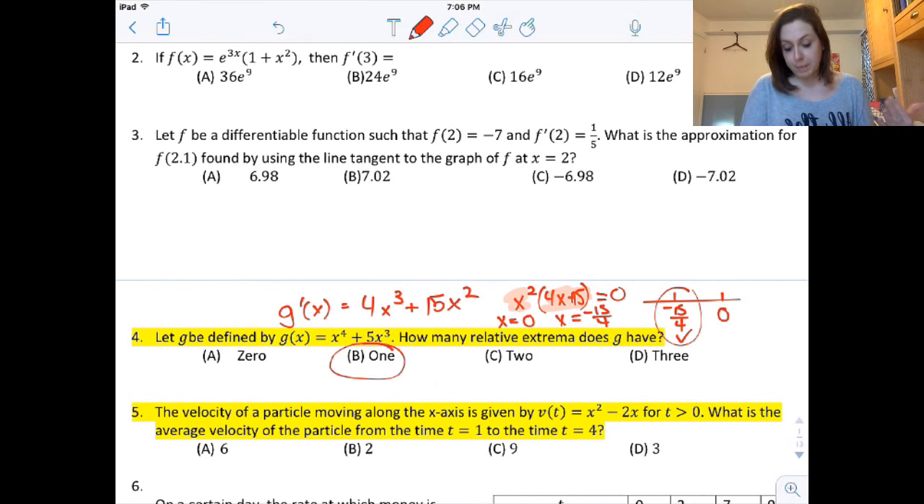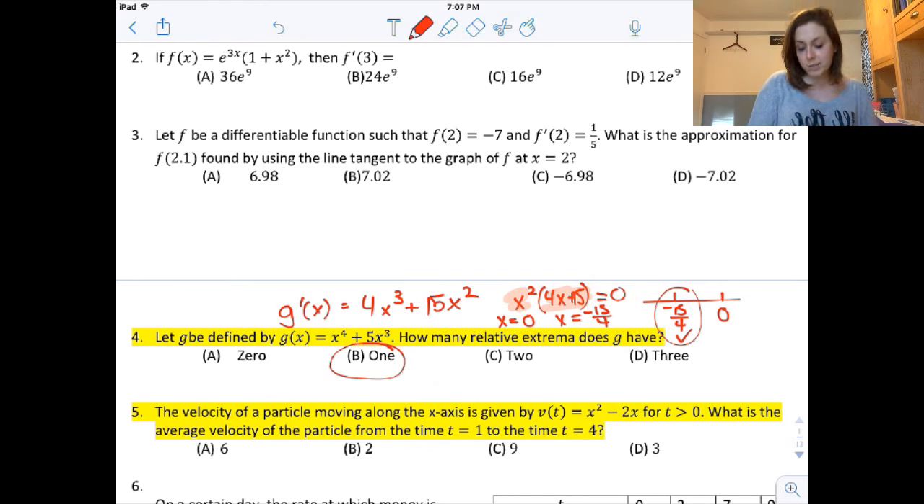A bunch of people were getting C for this, which is 2. There are 2 critical values, but there's only 1 actual extrema. So that's the first thing. Make sure you distinguish between critical value and extrema. Same thing with second derivative tests, right? If they ask you for a point of inflection, don't just give me where the second derivative equals 0. Make sure you look for that sign change.